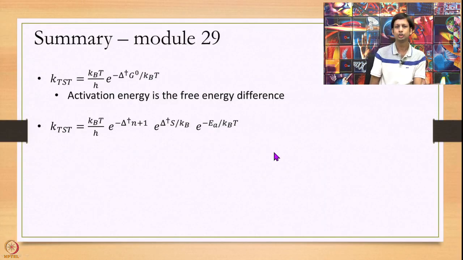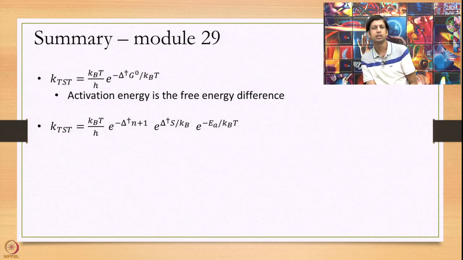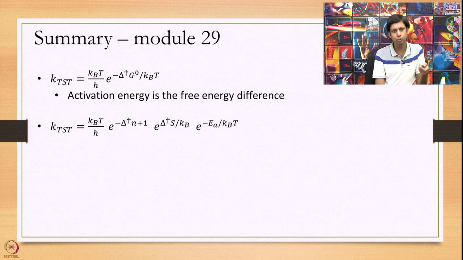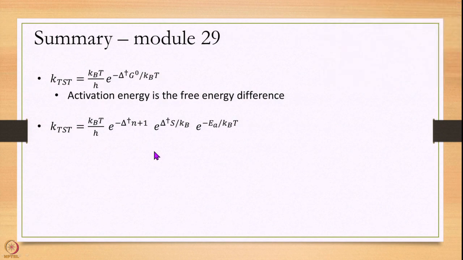All right. So, today we have just briefly looked at thermal formulation of transition state theory, and we have looked at two important points. One, that transition state rate is really a free energy difference, okay, the activation energy. And second, we can write transition state rate in the language of thermal quantities, delta S, Ea and delta n. Okay. So, next time we will solve a few problems and then move on to molecular dynamics. Thank you very much.